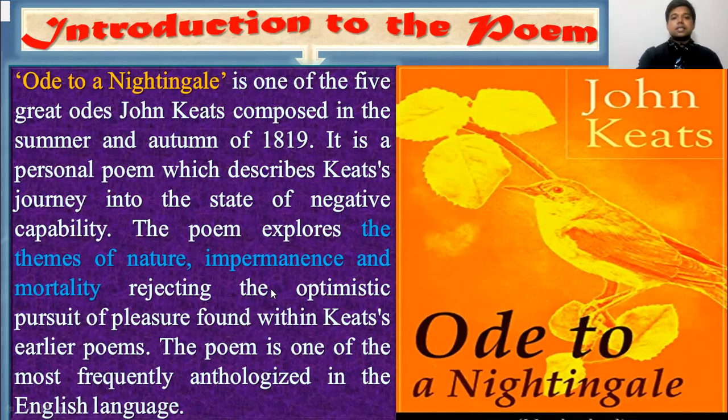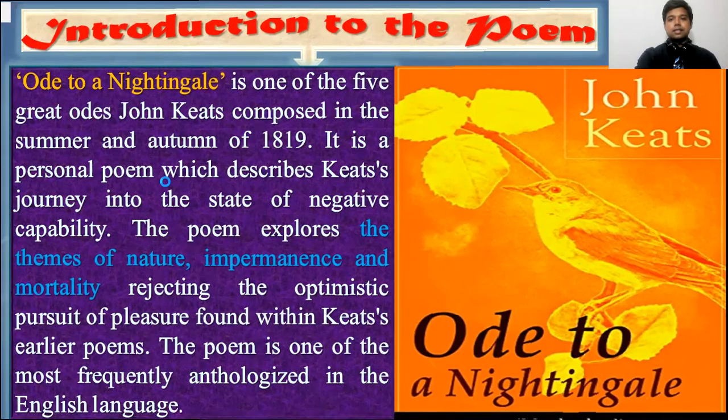So here you will find such a theme, rejecting the optimistic pursuit of pleasure found within Keats' earlier poems. Here you do not find any optimistic pursuit. As a worldly being, you do not find any optimistic things, but in the earlier writing of John Keats you will find the optimistic idea. But in this poem you will find mortality, impermanence, or nature, especially nature. The poem is one of the most frequently anthologized in the English language. It is frequently discussed and analyzed.